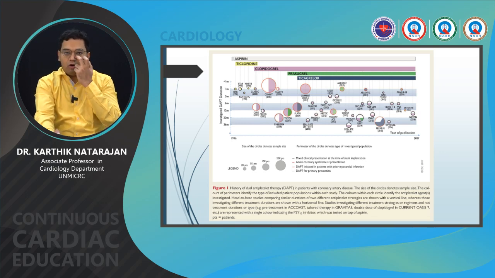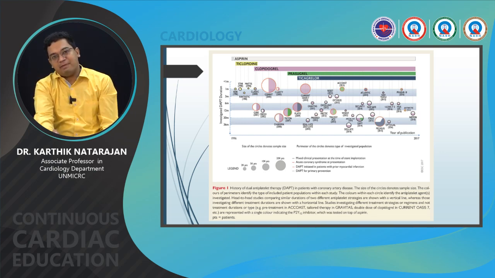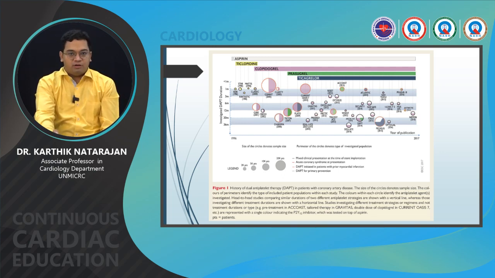ticagrelor. Now, clopidogrel was the preferred P2Y12 therapy for many years, but then they realized the problem with clopidogrel. Clopidogrel is actually a prodrug. Clopidogrel needs hepatic activation, and for hepatic activation, there is a cytochrome system in the liver, which is referred to as cytochrome 2C19.